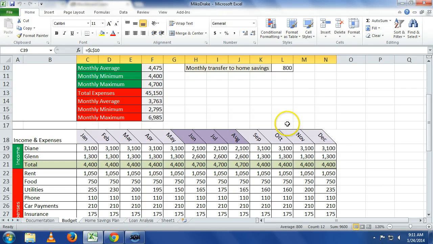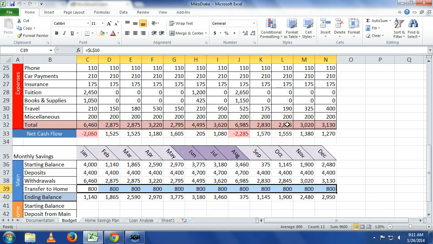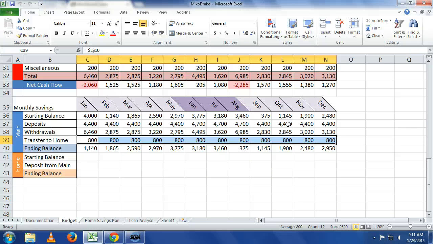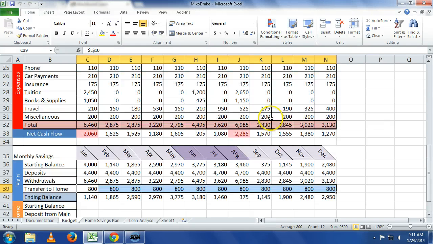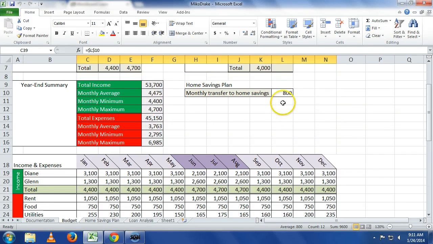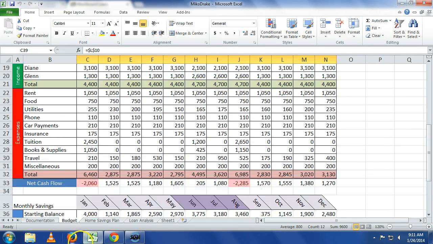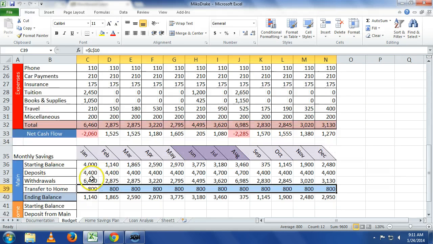If we look at what's happening here, I believe on the bottom we have said that we are going to transfer at this point $800 every month from the savings account to the home account, right? You guys recall that? That's where we're at. So that is all fed off of a little place where we plug in. It looks like L9 down here is what we are transferring from savings to our home account every month.